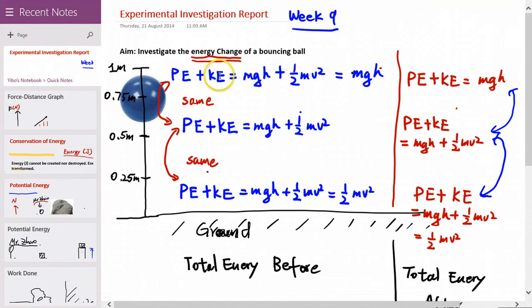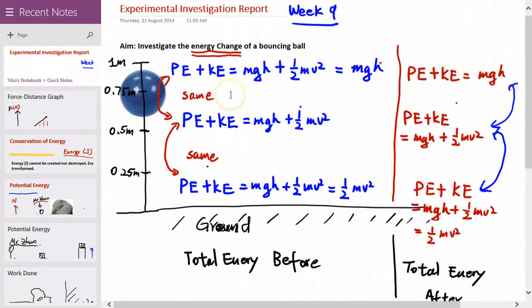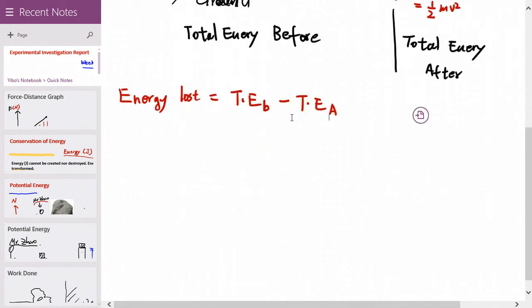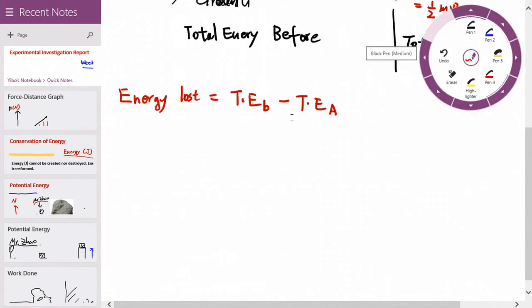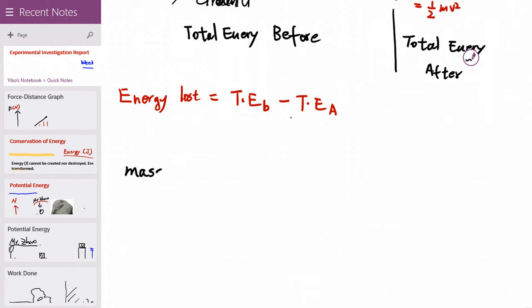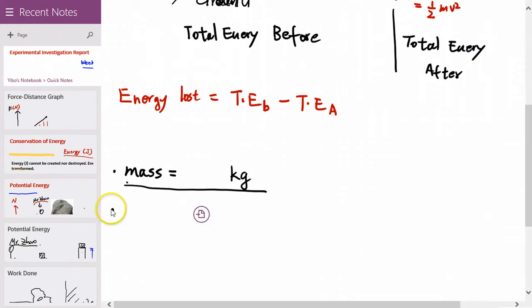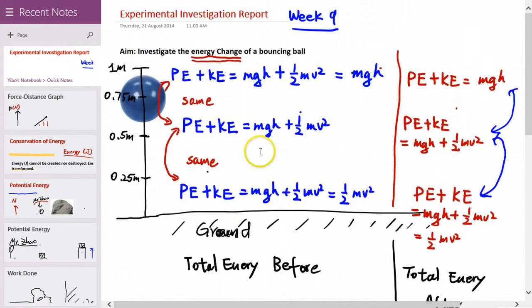So when we try to take some measurements of this experiment, the first value that I need to be measuring would be the mass. So I need to find the mass of the ball in kilograms. Whether you're using a basketball, tennis ball, or table tennis ball, measure this value first. Then the second value I would like to measure would be the initial height because it is easier to measure.